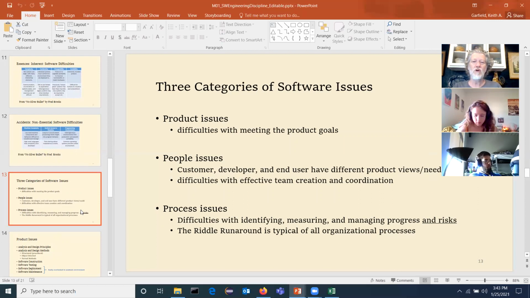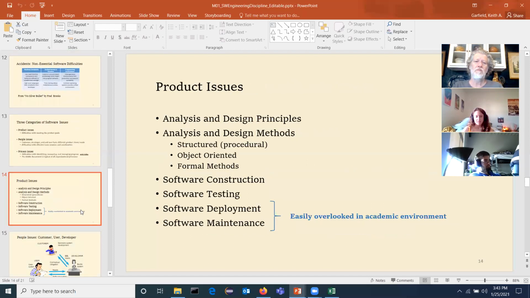Okay, let's get down into more bad news, more issues: product issues, people issues, process issues. Product issues. Analysis and design. This is tough in and of itself. We don't push algorithmics in this university too much. And quite frankly, I have a little bit of confusion about how much it should be pushed, given that we live in an object-oriented world these days.